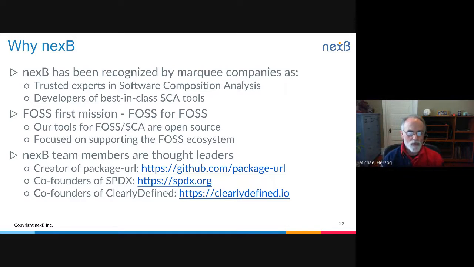We also do things like software audits with our expertise. We've done hundreds of projects, particularly for acquisitions. So there are lots of different areas where we bring the expertise to bear. But again, our mission is to get these tools out there so the open source ecosystem can flourish. We've been on the forefront of package URLs, as I've mentioned a number of times, and Philippe and I were co-founders of SPDX itself and co-founders of the ClearlyDefined effort. So we've been involved for over a decade in this work and building our tools based on the open source mission.